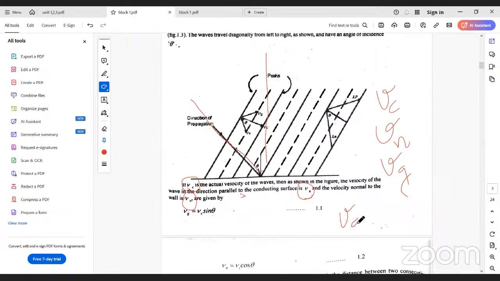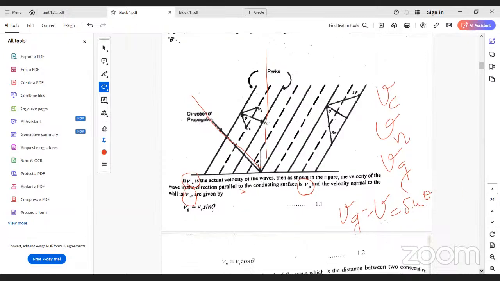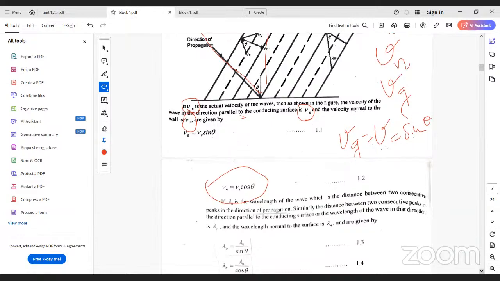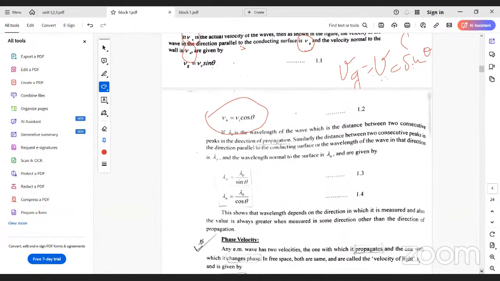What is the equation? Vg equal to Vc times sine theta. And normal to the plane, Vn equal to Vc times cos theta. These two are over. Next, I am writing in terms of wavelength.